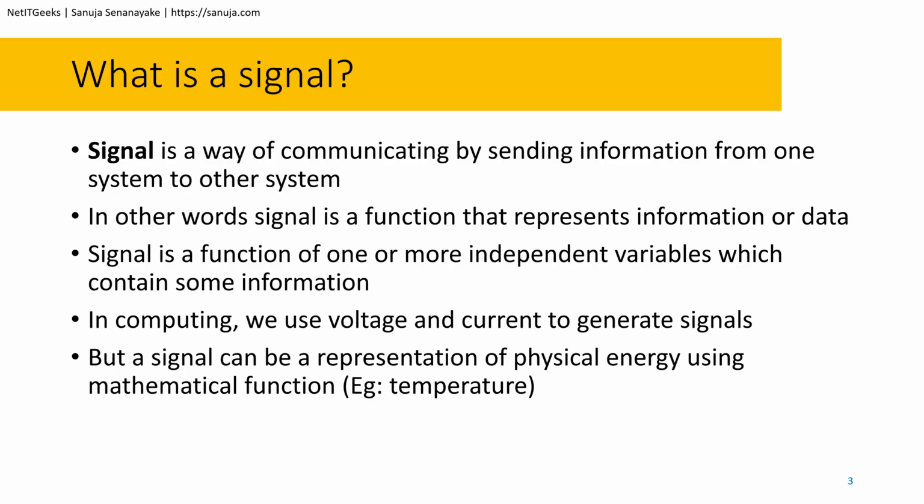So in other words, a signal is a function that represents some type of information or data. A signal is a function of one or more independent variables which contain some information. So if somebody asks you on an exam or in the field what is a signal, you can give the definition: a signal is a way of communicating by sending information from one system to another. And if you want to give a little more detail, you can say a signal is a function of one or more independent variables which contain some key data or information.